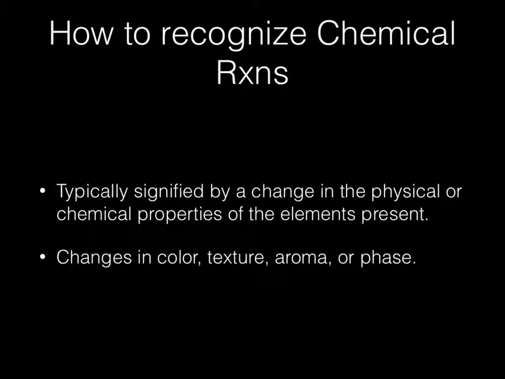So, how do you recognize a chemical reaction? Chemical reactions occur all the time, and we don't always recognize them. We've got to train ourselves to start looking for chemical reactions. And the best way to look for them is to look for a change in the physical properties of the elements. Most things have a color. Most things have a texture and even an aroma. If these things change, more than likely, not all the time, but more than likely, a chemical reaction has occurred.